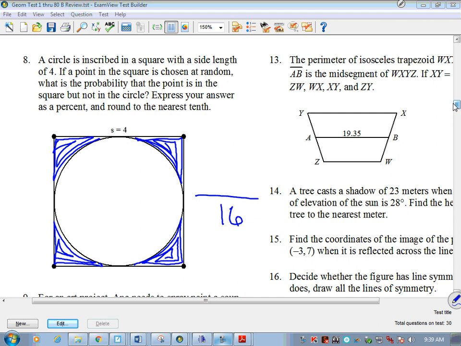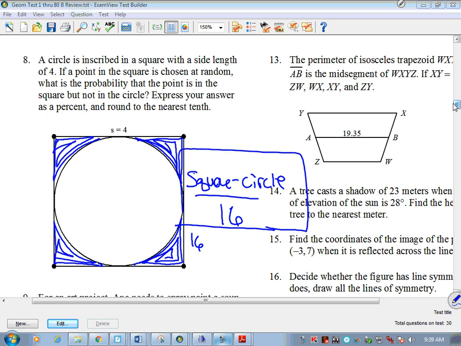Okay? In my case, we're going to do square minus circle, right? Do we already know what the area of the square is? Yes. All right. So if I box that off, what I'm saying is 16 minus something, divided by 16. So I need to subtract the area of the circle. How do I find the area of a circle? Do I have a formula for that?